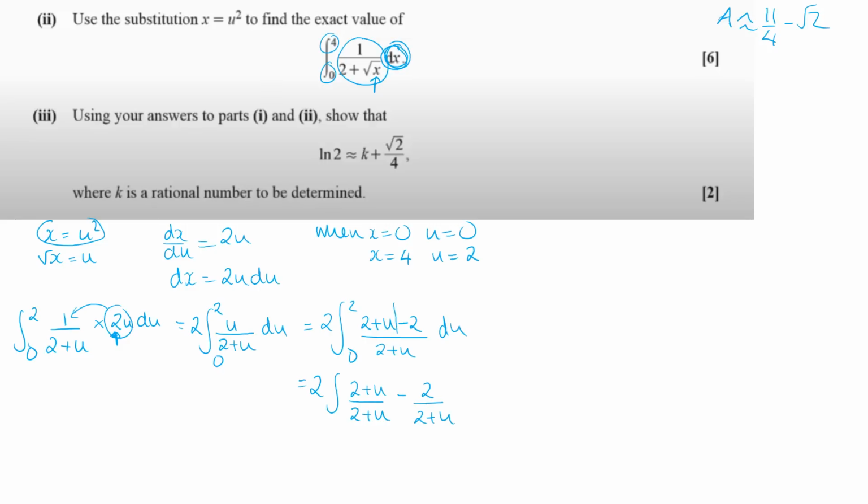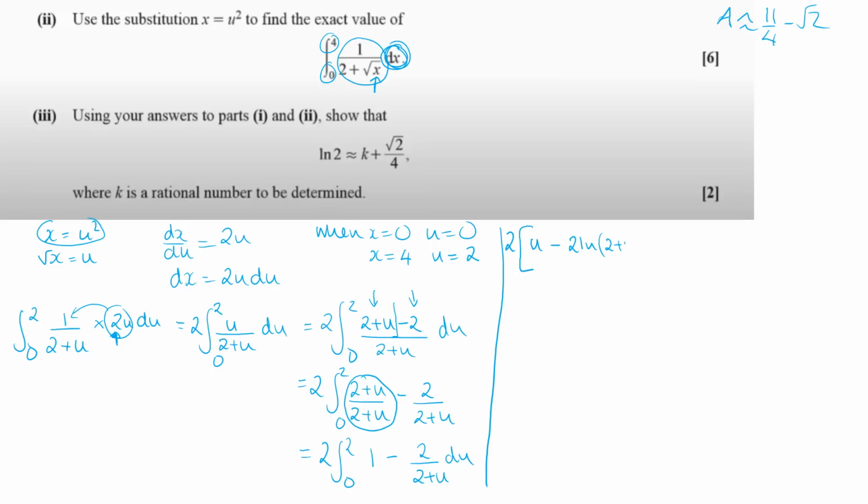So I'm just splitting it up here and having this numerator over the common denominator and this numerator over the common denominator. And here you can see why I've done that, because this is just equal to 1. So it's 2, the integral between 0 and 2 of 1 minus 2 over 2 plus u du. And now I can actually integrate. So I've got my 2 on the outside. The 1 will integrate to u minus 2 the ln of 2 plus u. And we're going between 0 and 2.